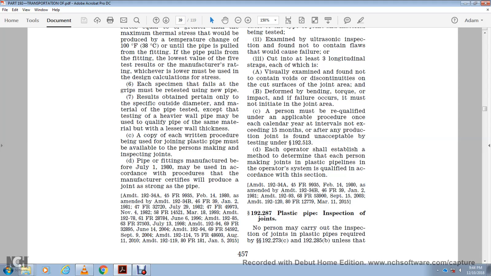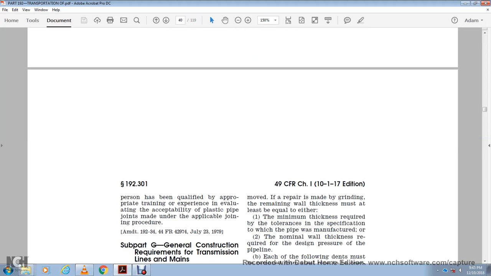192.287 Plastic pipe: inspection of joints. No person may carry out the inspection of joints in plastic pipes required by 192.273(c) and 192.285(b) unless that person has been qualified by appropriate training or experience in evaluating the acceptability of plastic pipe joints made under the applicable joining procedure. Subpart G: general construction requirements for transmission lines and mains.